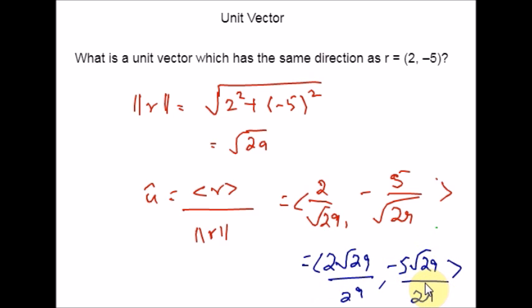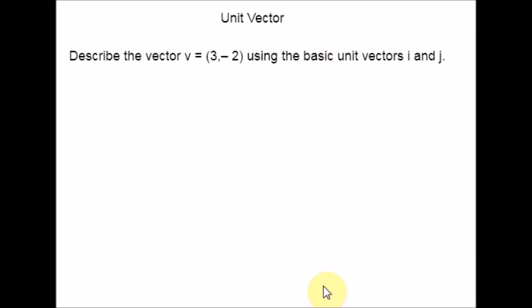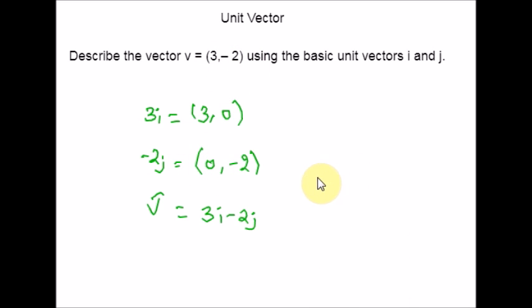I'd like to take a question on describing the vector using the basic unit vectors i and j. Here is the next example. Describe the vector v which is equal to 3, -2 using the basic unit vectors i and j. We generally use scalar multiplication, because 3i is 3i and -2j. You have to use the numbers here. So in 2 dimensions we write this in this way. So what would be the vector v? v is nothing but 3i minus 2j. Am I right? Let me take one example in 3 dimensions.